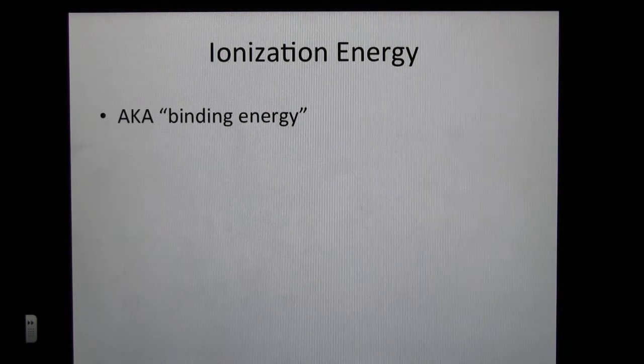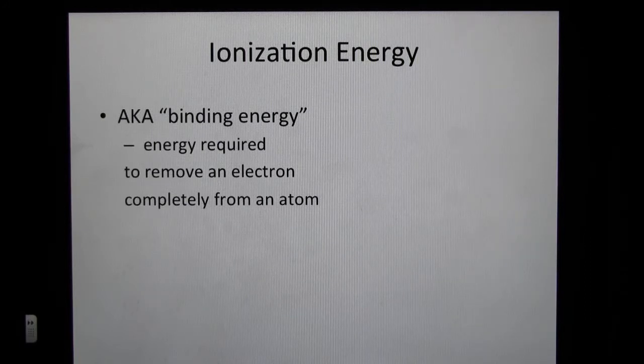It is possible for electrons to move from one energy level to another within an atom, but it is also possible for an electron to be completely removed from an atom. The energy required to completely remove an electron is known as the ionization energy or the binding energy. It is called the ionization energy because the atom is essentially becoming an ion when an electron leaves.